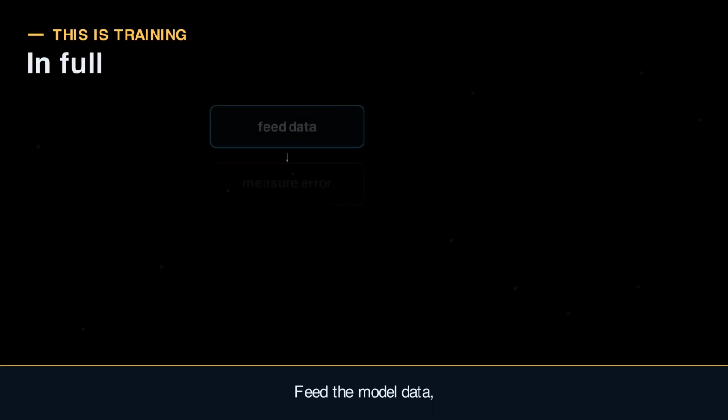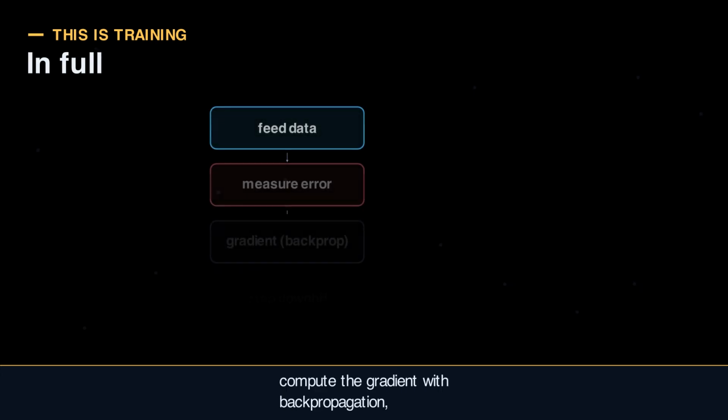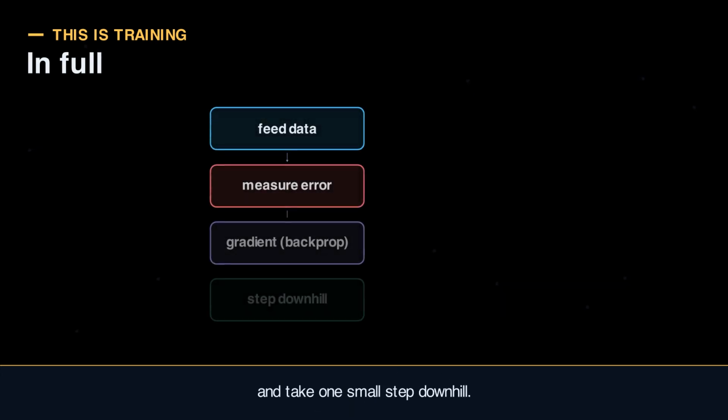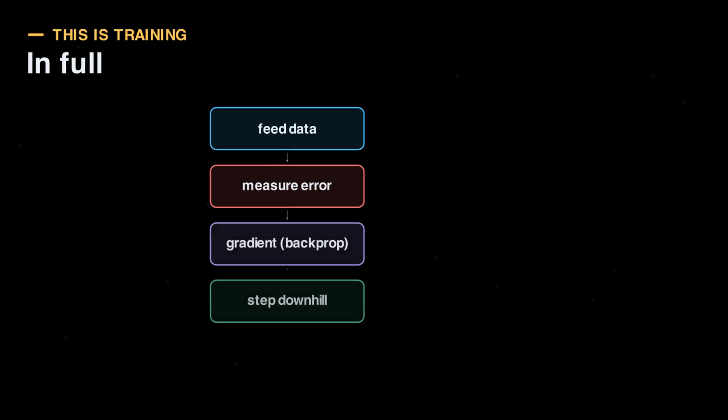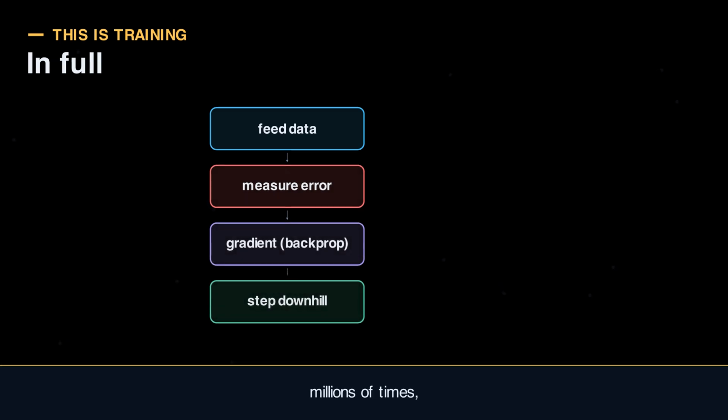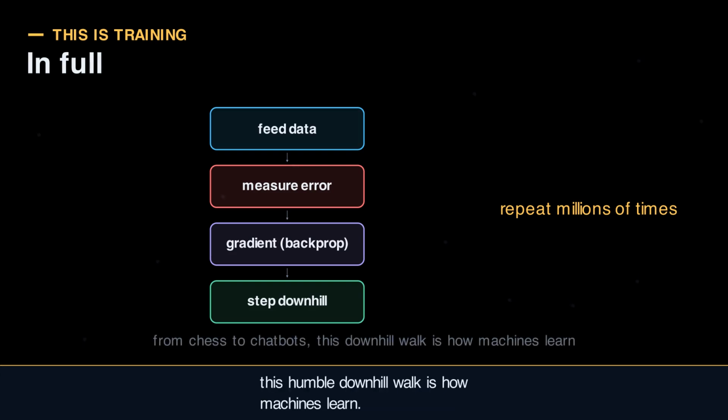And this is training in full. Feed the model data, measure its error, compute the gradient with backpropagation, and take one small step downhill. Repeat millions of times, and the weights drift steadily toward values that make good predictions. From chess to chatbots, this humble downhill walk is how machines learn.